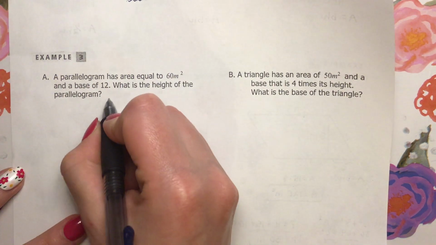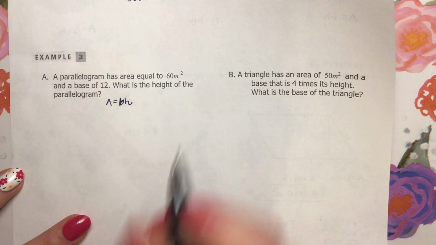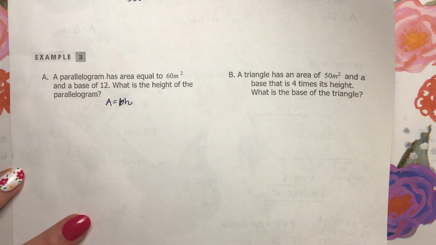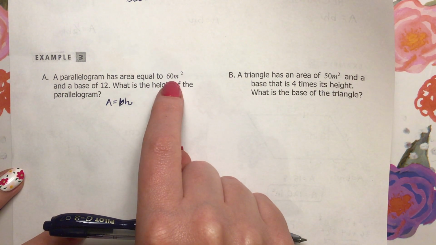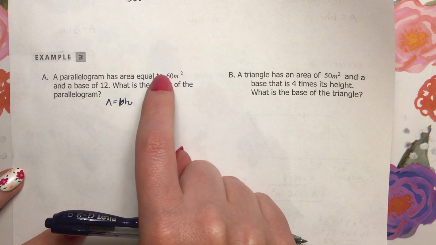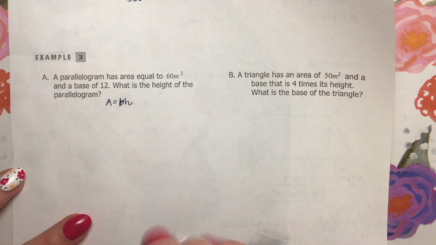I'm going to say area is equal to, oh, I almost wrote the wrong thing, base times height. Area is equal to base times height. Now, we were actually told two pieces of information. It says the area is 60 meters squared. I don't need to worry about the unit right now. Let's just use the number. So I'm going to put the 60 in for the area.